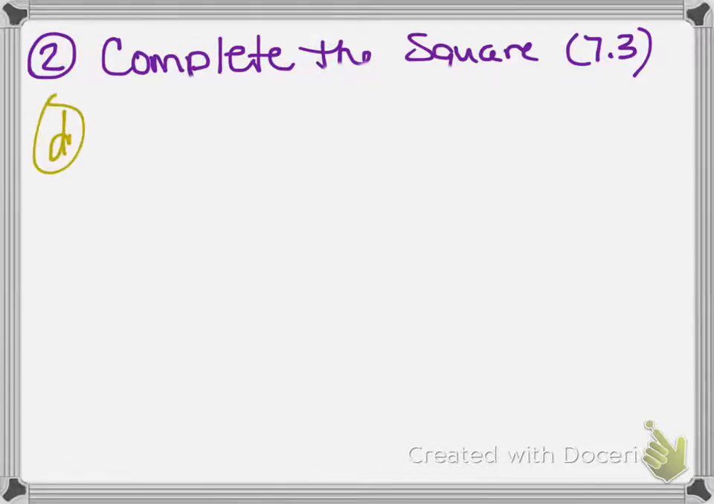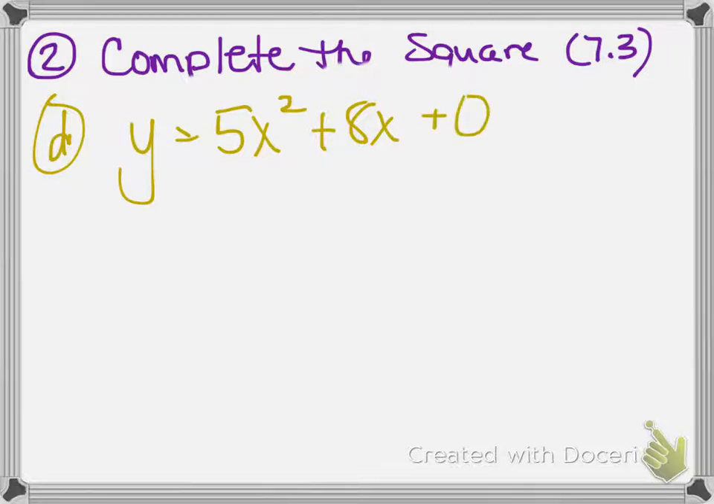D. Y equals 5x squared plus 8x. Okay, so if you don't like the fact that this doesn't have a third number, it's not a trinomial, it's just a binomial, you can put a +0 if it makes you feel better, but it doesn't really matter because we just use those first 2 terms anyway, the 5x squared and the 8x.